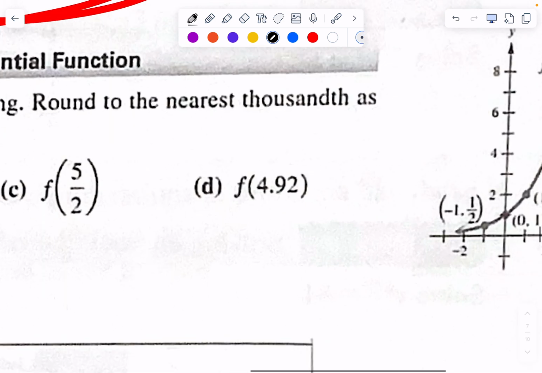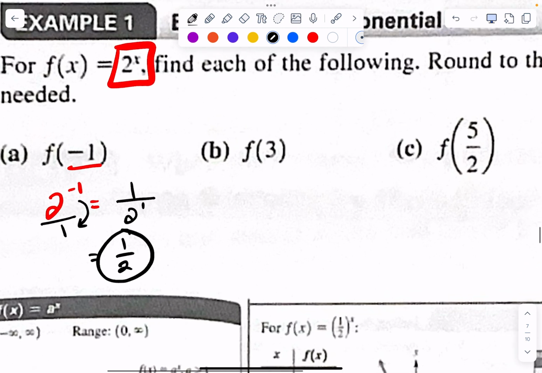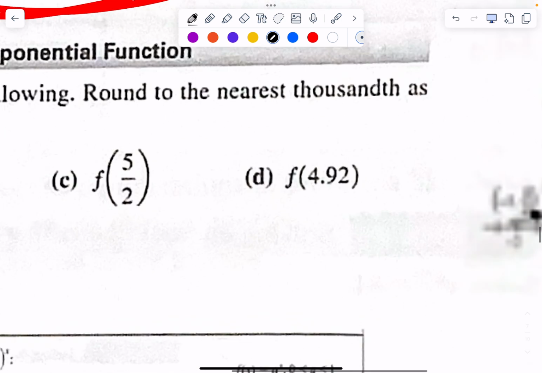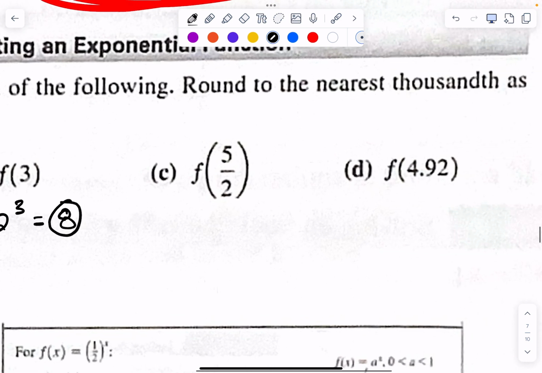I'm going to go over to the graph because I've given you the graph. -1 is right here at 1/2. You see that? Okay. If I plug in 3, this is like 2 to the third power. What's 2 to the third power? 8. So 3 is at 8. They don't have it on the chart right here, but it'd be right there. 3, 8. That's what it would be on the graph. If I plug in 5 over 2, 5 over 2 is 2.5, right? So this would be like 2 to the 2.5 power. What does that come out to be?